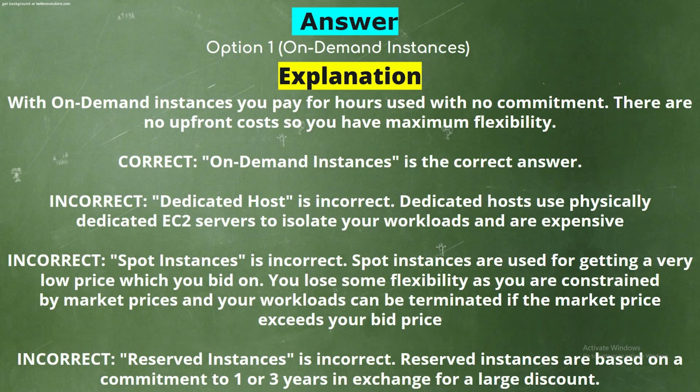Incorrect. Spot instances is incorrect. Spot instances are used for getting a very low price which you bid on. You lose some flexibility as you are constrained by market prices and your workloads can be terminated if the market price exceeds your bid price. Incorrect. Reserved instances is incorrect. Reserved instances are based on a commitment of 1 to 3 years in exchange for a large discount.